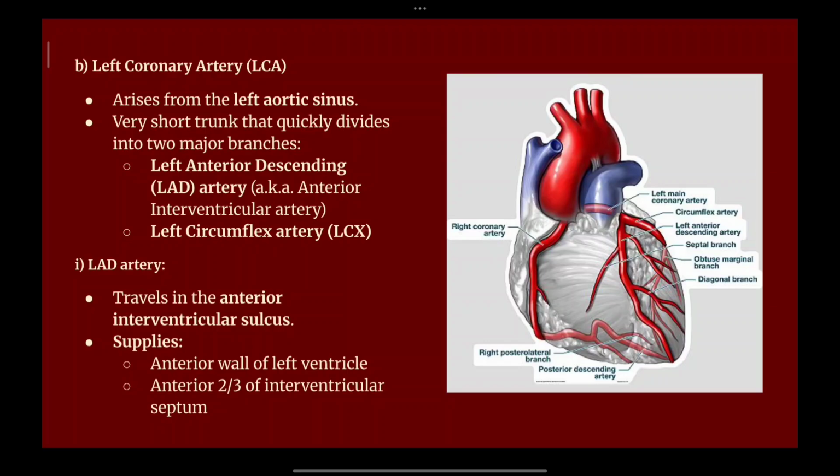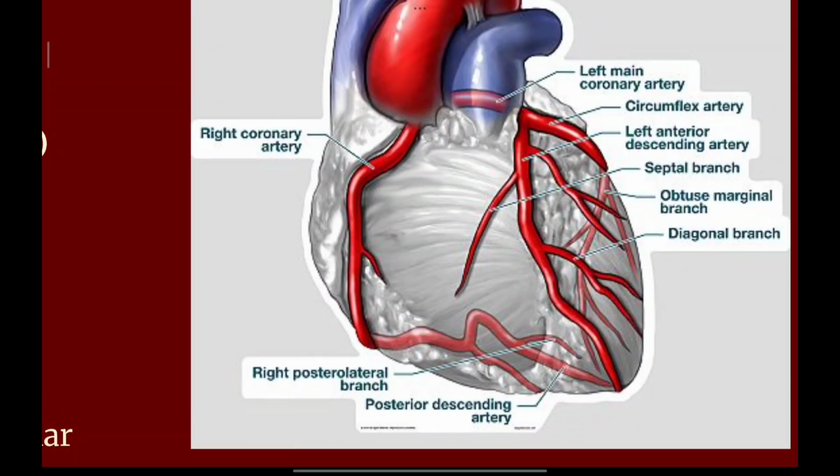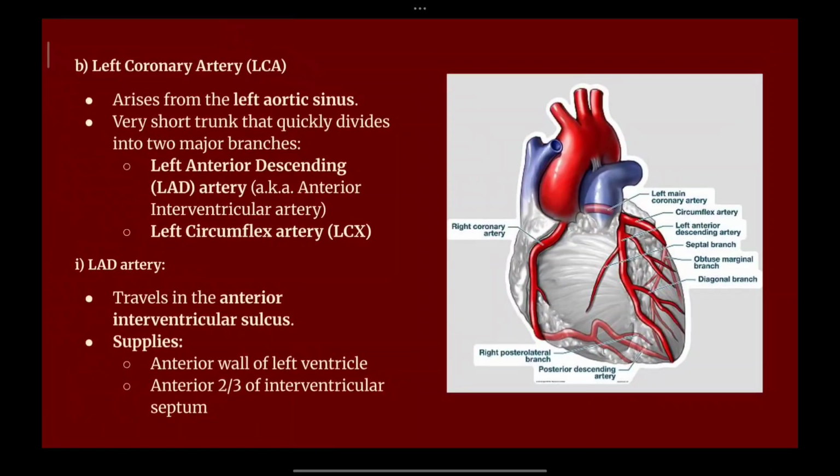Now what is the role of the LAD? How does it travel? It travels in the anterior interventricular sulcus and supplies the anterior wall of the left ventricle and the anterior two-thirds of the interventricular septum. So the anterior portion of the interventricular septum is covered by the LAD, and the anterior wall of the left ventricle is supplied with oxygenated blood by the LAD, the left anterior descending artery. You can see a septal branch and a diagonal branch as well, moving on the anterior portion of the interventricular septum and providing two-thirds of the blood supply to it.